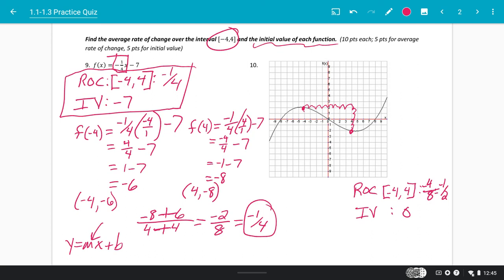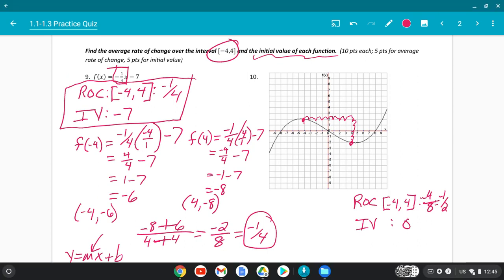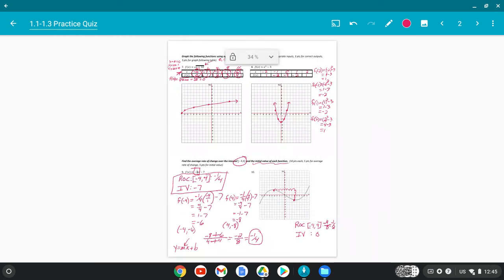So there you are. That's each of the quiz problems done for you. I hope that was helpful to see it explained in that way.